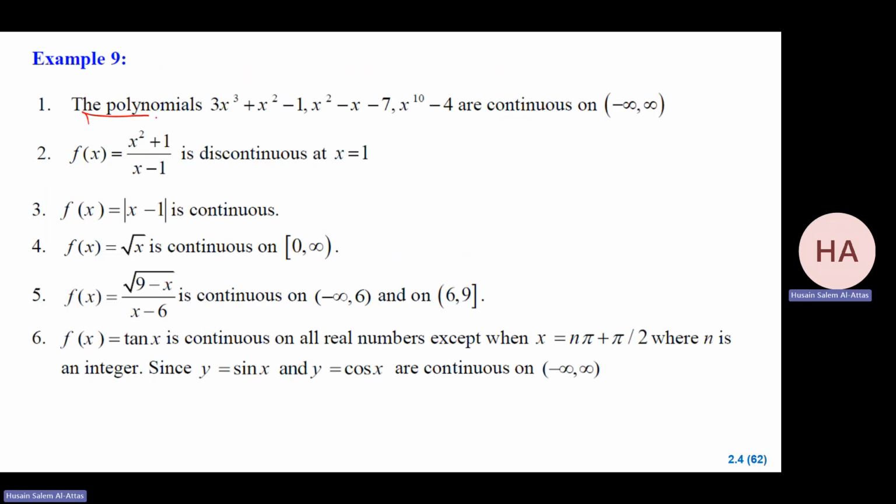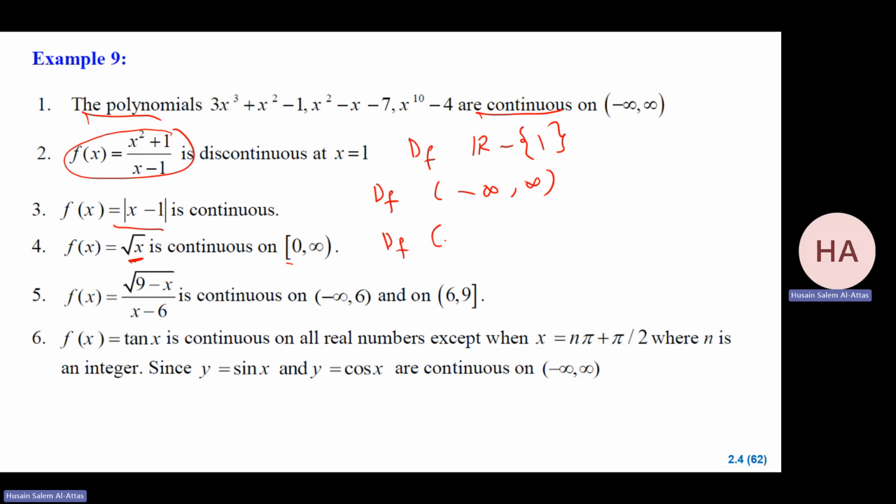So it means the polynomials are continuous everywhere. This one, what is the domain of the function? All real numbers except 1. This one is continuous everywhere, so the domain of the function is from minus infinity up to infinity. Square root of x, I know the domain of the function is from 0 to infinity. So this is the continuity interval.